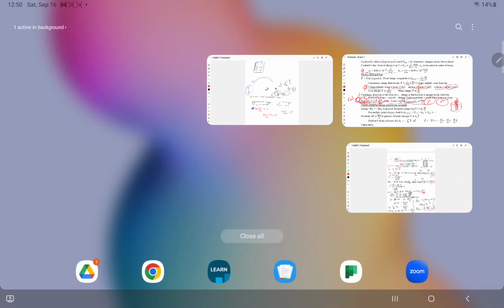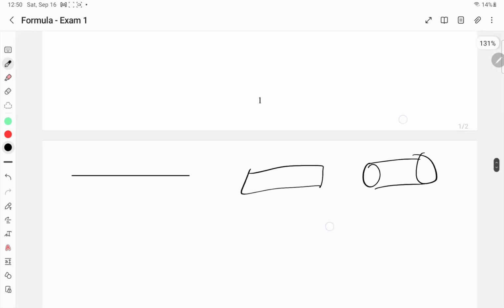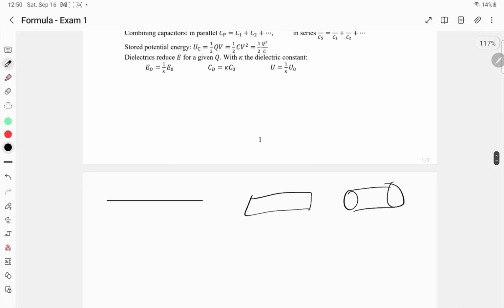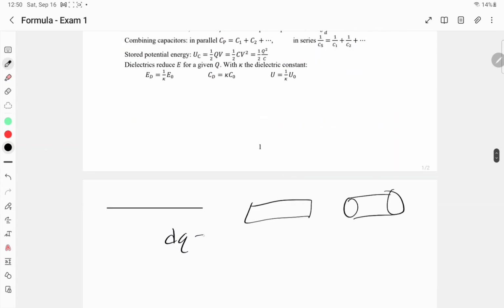So when you're given different types of objects, let me make a new page and make a new object here. Essentially, you're given a field coming out of a line, of a surface, or of an actual three-dimensional shape. This will give you a hint on what type you're going to use. Are you going to associate your dq with lambda, with your surface area density, or with your volume density?